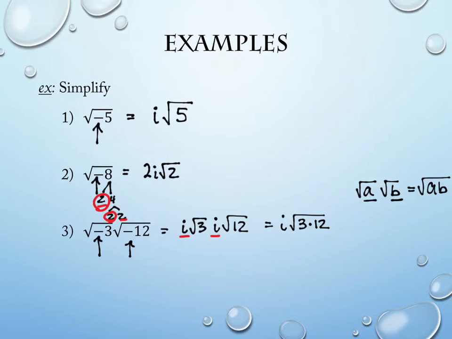So on this one, let me show you a couple of options just because it does work out very nicely. If you were to multiply these, you'd have the square root of 36 like that. What's the square root of 36? 6. So this becomes just 6i.